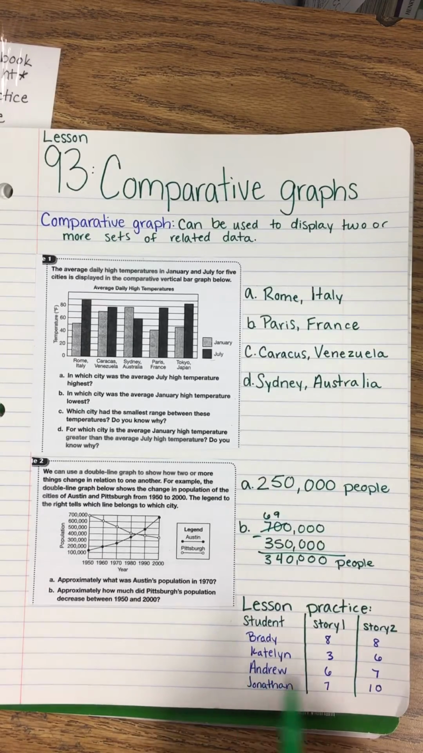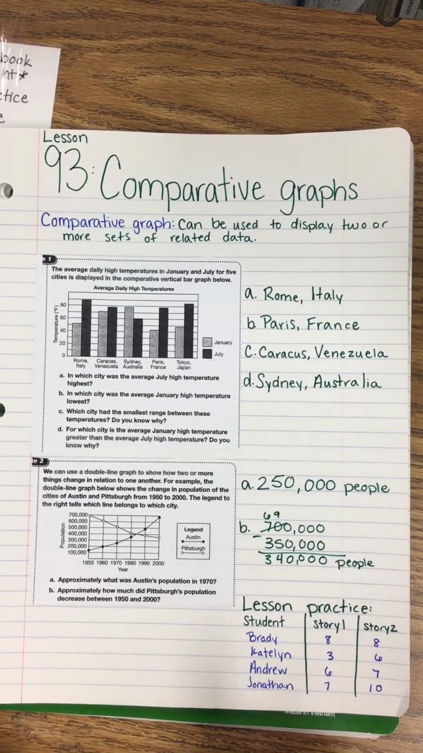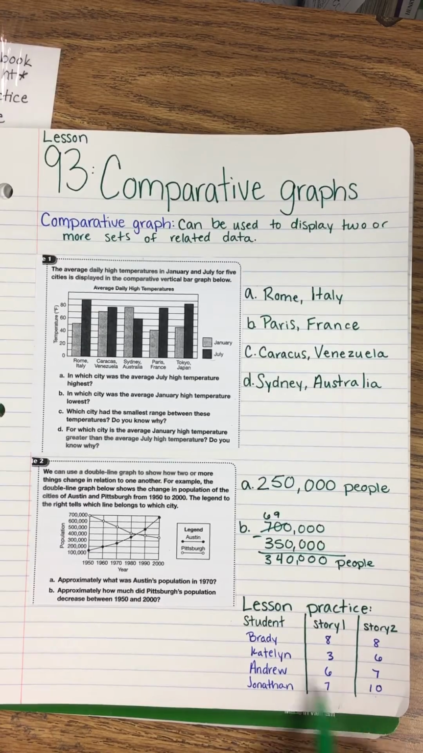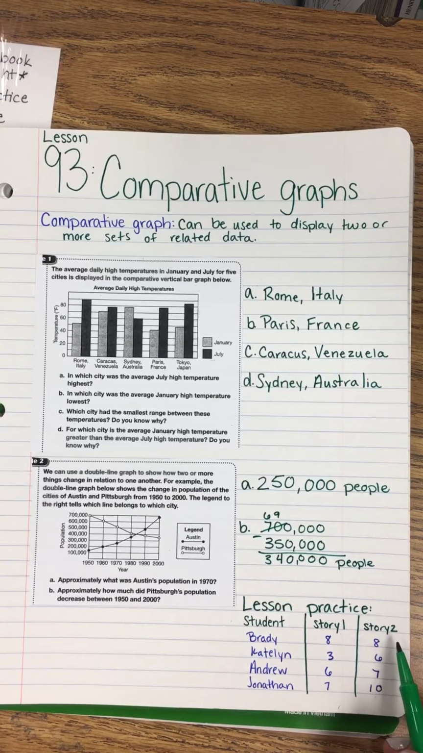And then for lesson practice, I have this table right here. You are going to have to listen to the directions to see what you do. It says Brady, Caitlin, Andrew, and Jonathan each wrote 2 stories. The number of paragraphs per story is shown here. Jonathan's a great writer; he wrote a ton of paragraphs. Caitlin maybe could have written a little bit more. Andrew was upper average, and Brady was upper average with 8, which is good.